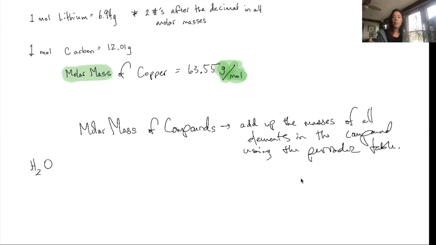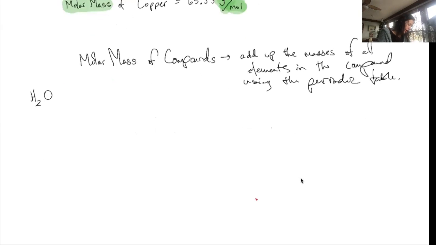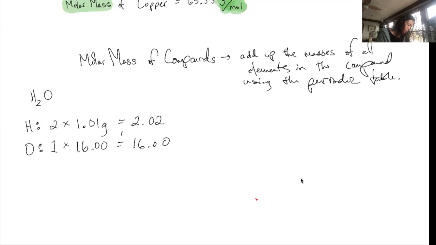H2O. All right, and you see that I have 2 H's. Each has a mass of 1.01 grams. I have 1 oxygen. Each has a mass of 16.00. So 2.02 plus 16.00 gives me a molar mass of 18.02 grams per mole of water.